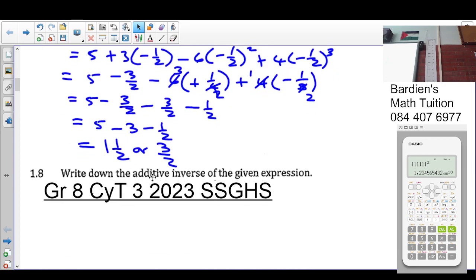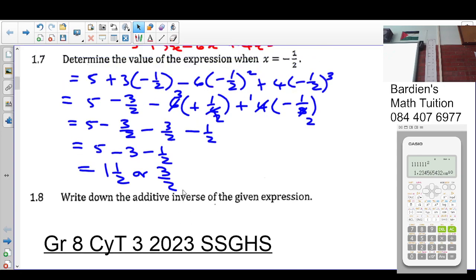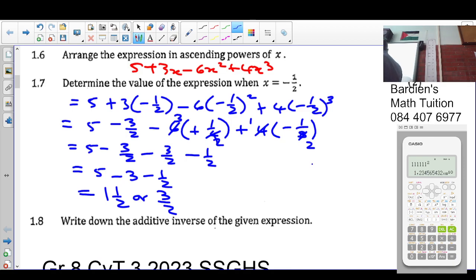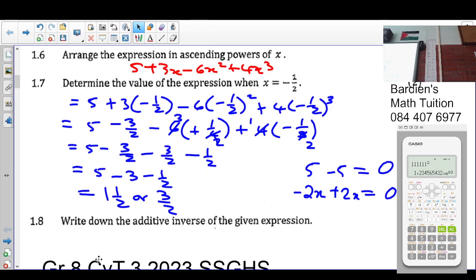Okay. Write down the additive inverse. People, what does additive inverse mean? What must be added to give you an answer of 0? Remember we did additive inverse the other day. We said what is the additive inverse of 5? Negative 5. What's the additive inverse of negative 2x? Positive 2x. So what is the additive inverse of the expression? It is the expression.